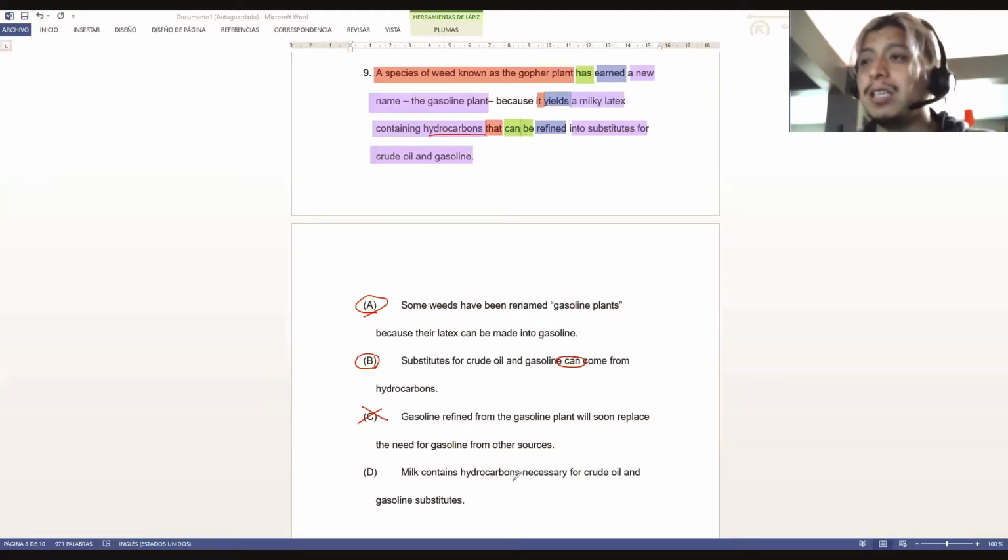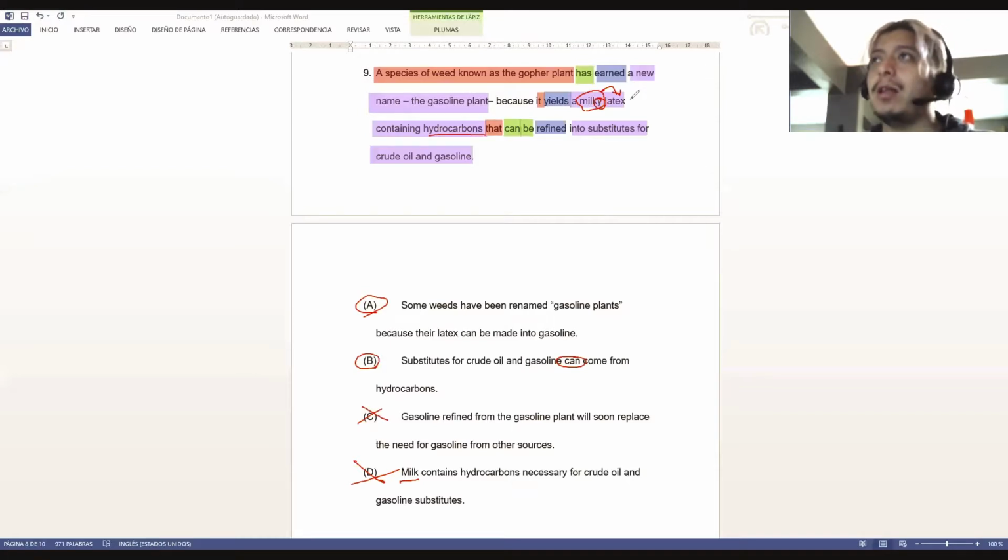Milk contains hydrocarbons necessary for crude oil and gasoline substitute. This is super false because nobody is speaking about milk. They say milky latex. Milky is not milk. Milky is an adjective and is describing the latex. There is no milk here, okay? The latex has the consistency of milk. It's so that you can imagine how the product looks.